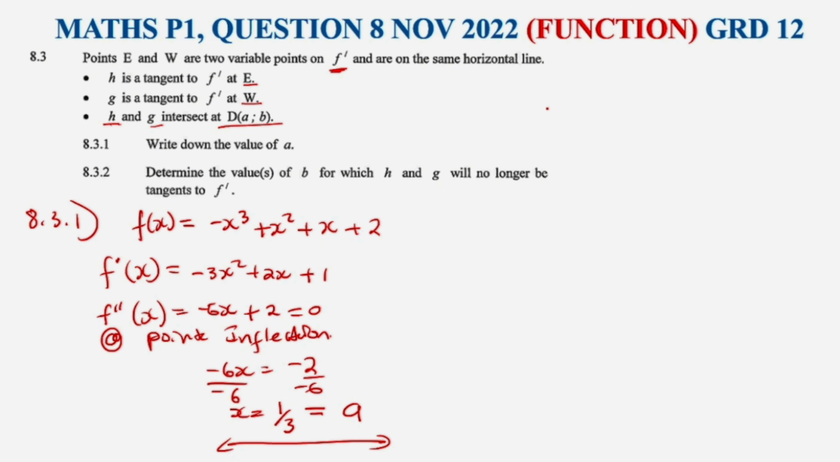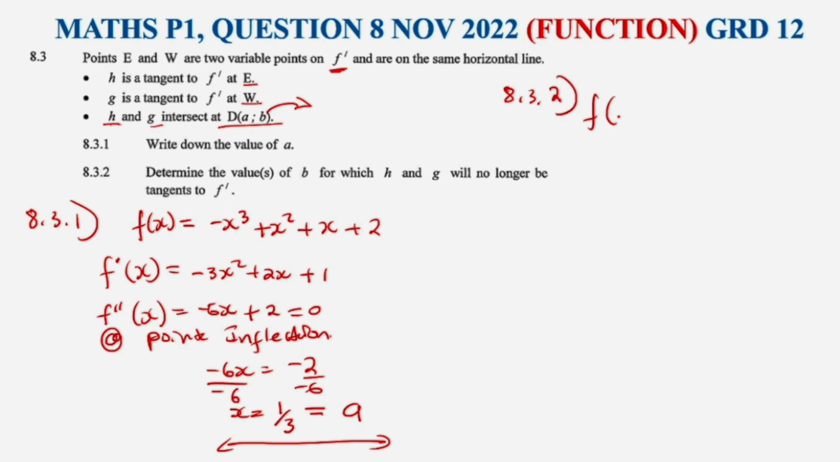Now let's deal with 8.3.2, which is our last question. Determine the values of B for which H and G will no longer be a tangent. Now B is what? It's referring to a y value. You already have the point of inflection where these graphs are touching. These straight lines are touching, which is a tangent. So they're asking you for a y value. If you've got the x value, you can just go ahead and find the y value.